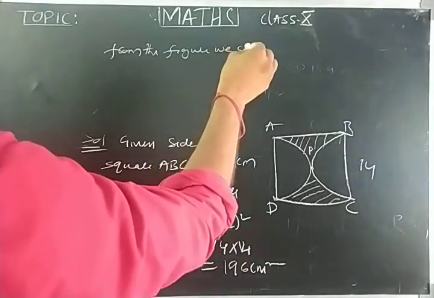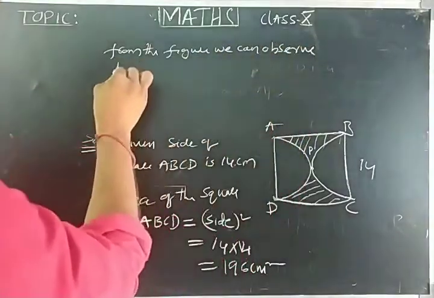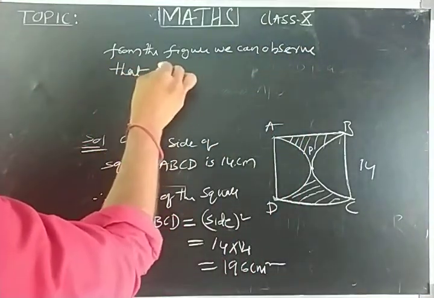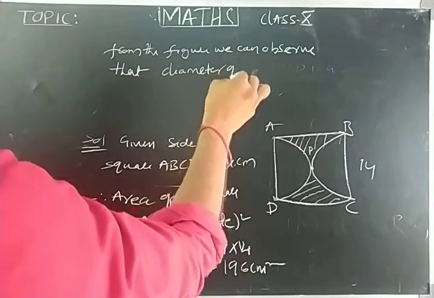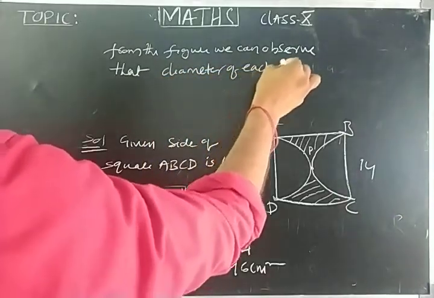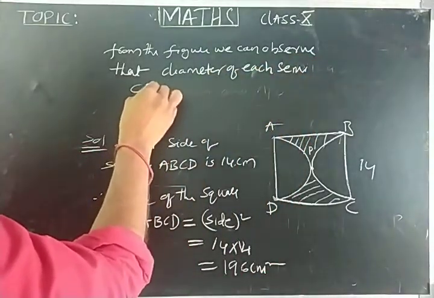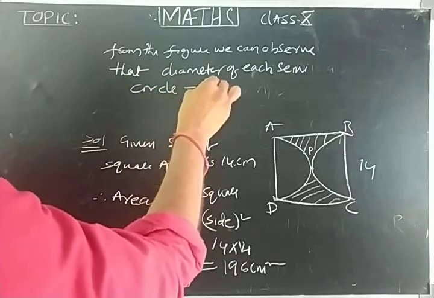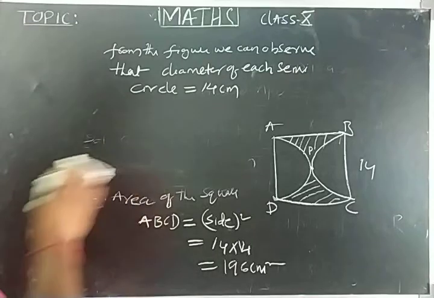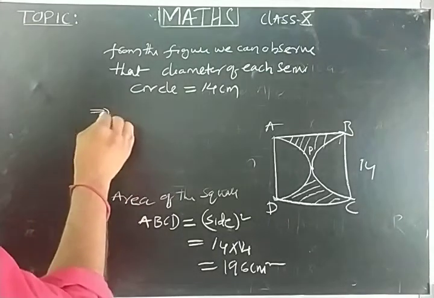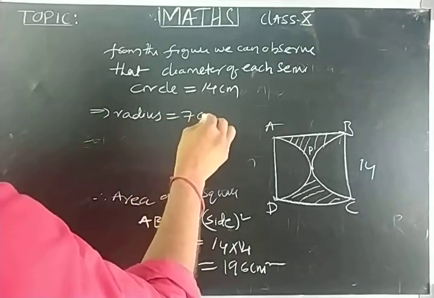We can observe that the diameter of each semicircle is equal to 14 centimeters. So diameter is 14 centimeters, then radius. That implies radius is equal to 7 centimeters.